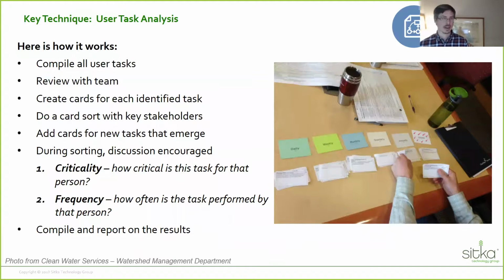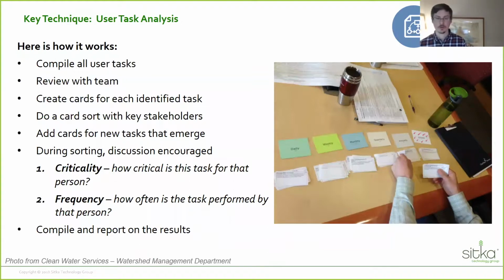I'll show more details of what the tasks look like here. You create cards for each identified task. And then you do a card sort with key stakeholders. A card sort's a technique where you ask people to make decisions about how important something is, how important a task is on a scale. And so we have two scales that we like to use. You can use others as well. One is criticality. How critical is this task for that person in their job? And frequency. How often is the task performed by the person in their job? And then finally, you compile and report on the results.